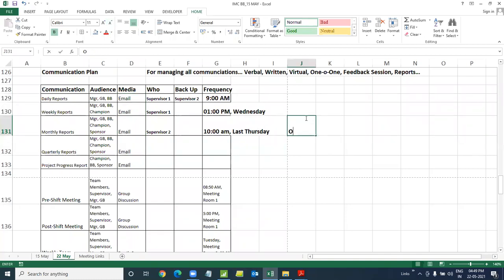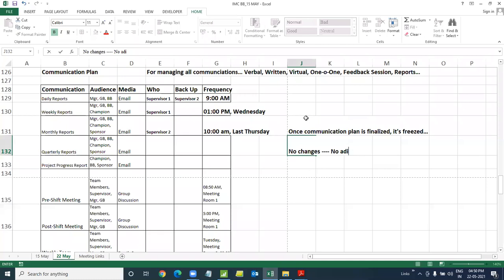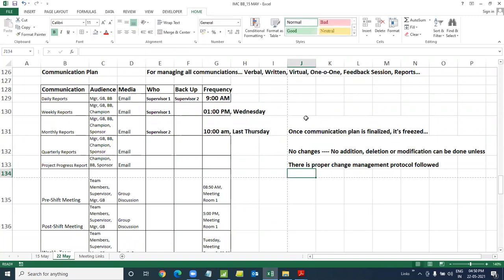Now, once the communication plan is finalized, it's frozen. No changes. When I say no addition, deletion, or modification can be done unless there is proper change management protocol followed. Now, what is this change management protocol?